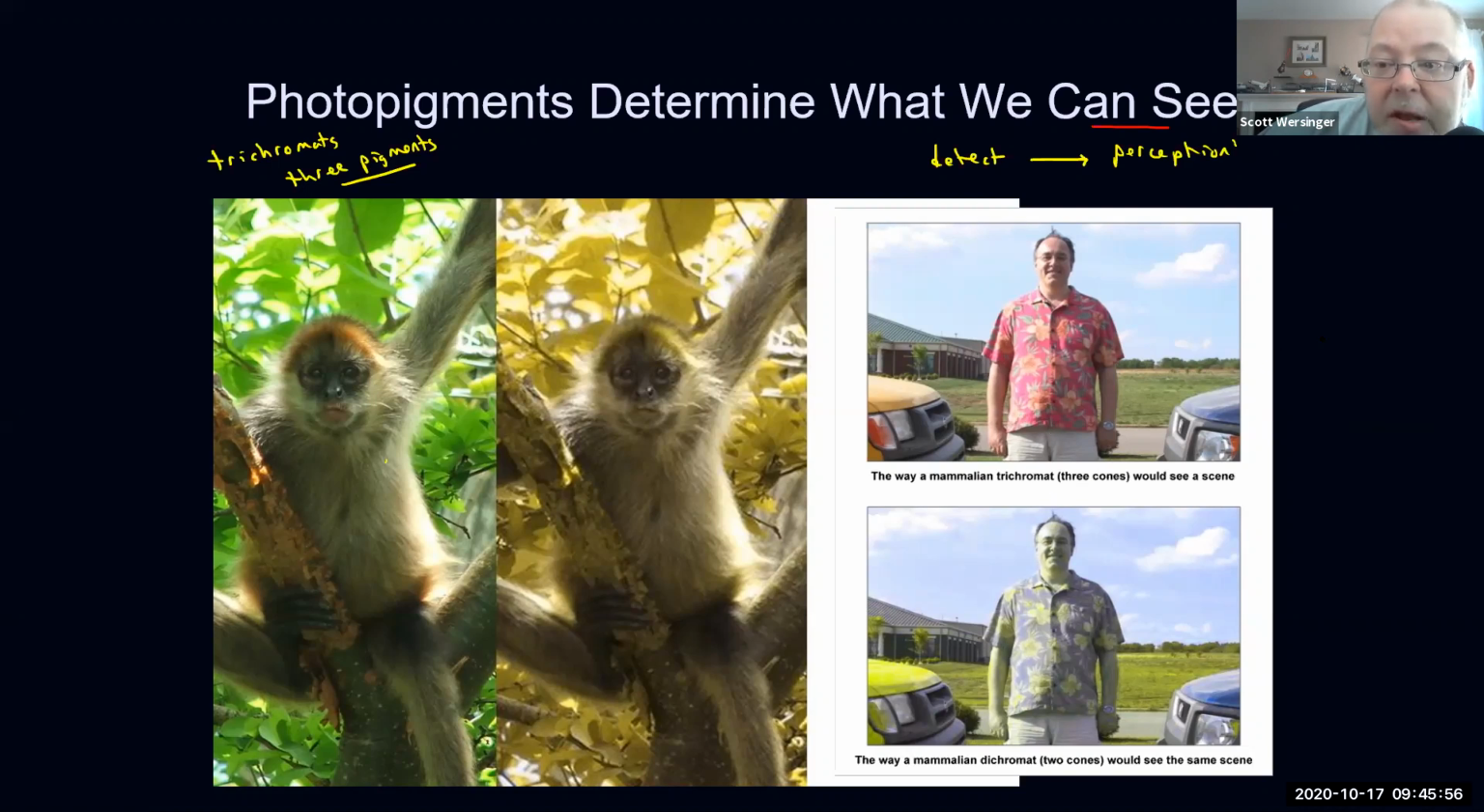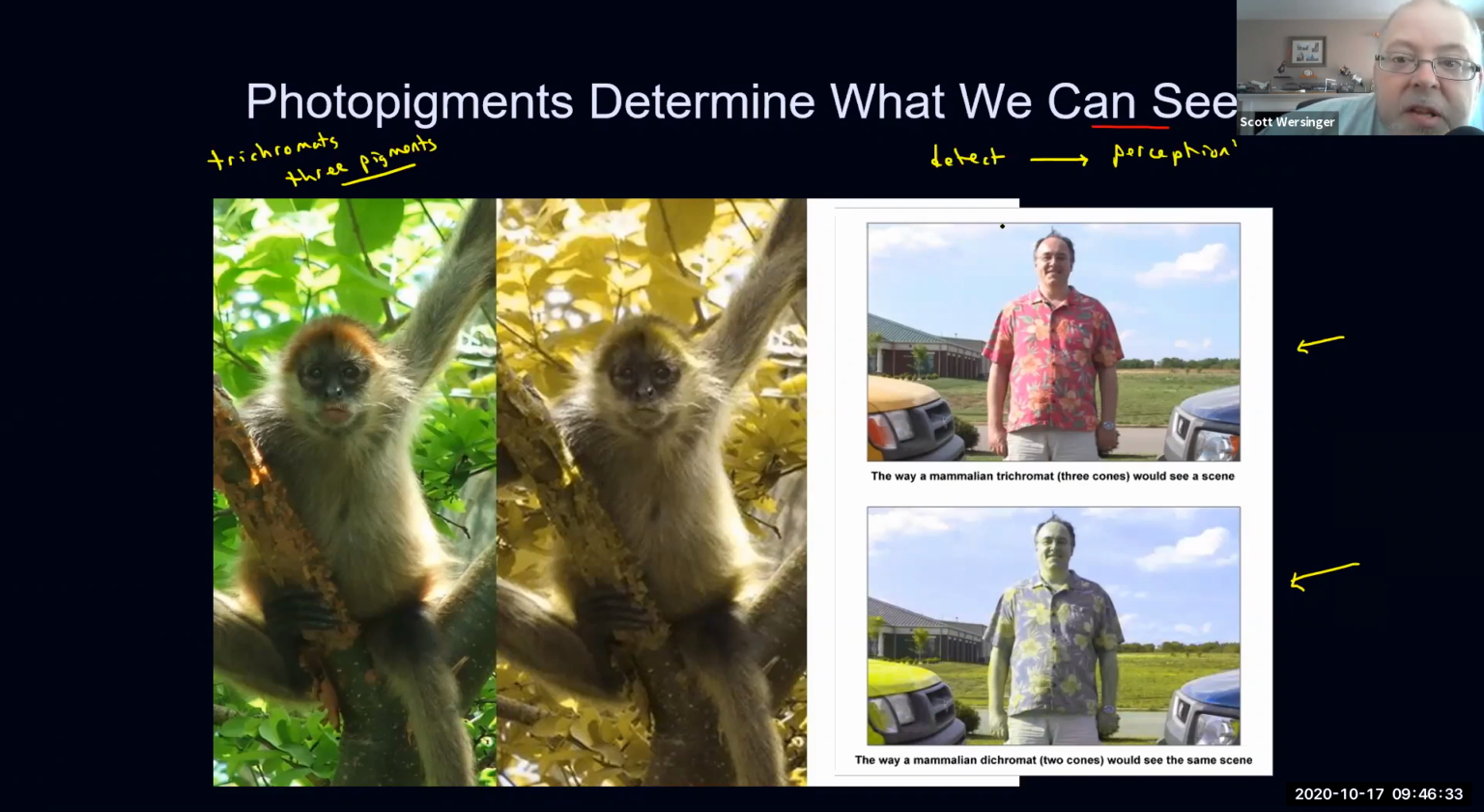Okay, so we have 3 cones. This is how we see this picture. Right, 3 cones allows us to fully enjoy the wonderful coloration of this guy's awful shirt here. We can see and distinguish all different kinds of colors. Dogs have 2 cones. So if we look at 2 cones, what do they perceive? Well, do they have color vision, first of all? Yeah, we can see some colors. Do they have color the same way we do? No. Things are altered, right?